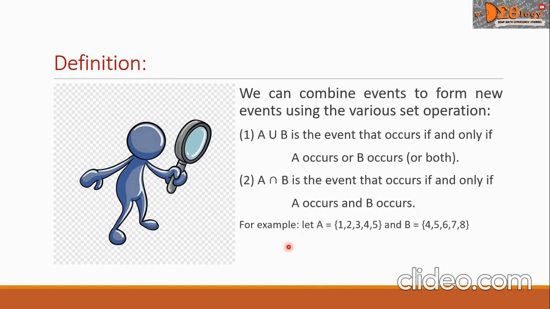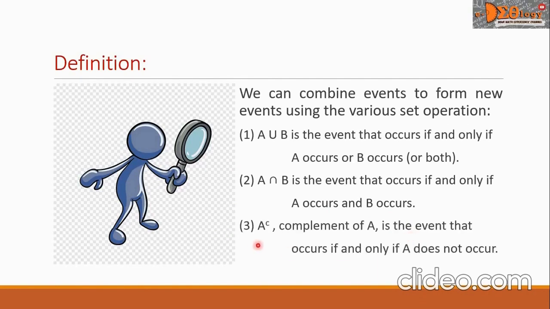For example, let A be an event whose outcomes are 1, 2, 3, 4, and 5, and event B whose outcomes are 4, 5, 6, 7, and 8. A intersect B equals 4 and 5. And these are the outcomes that are common to event A and event B.